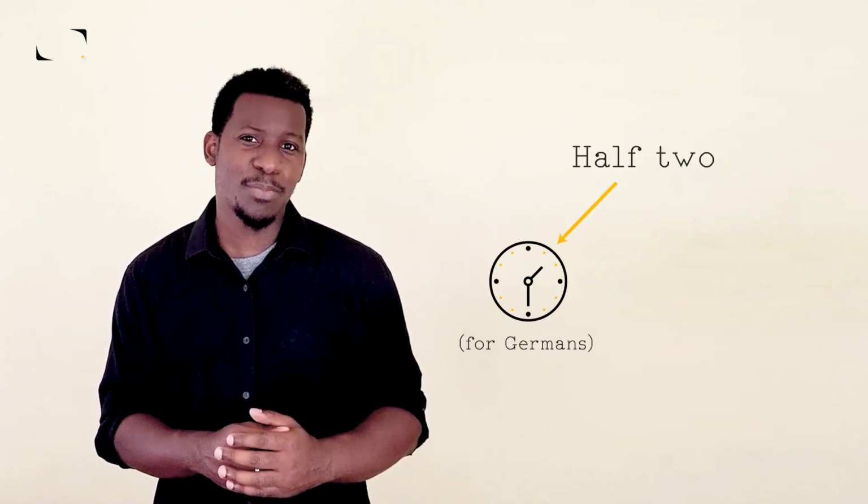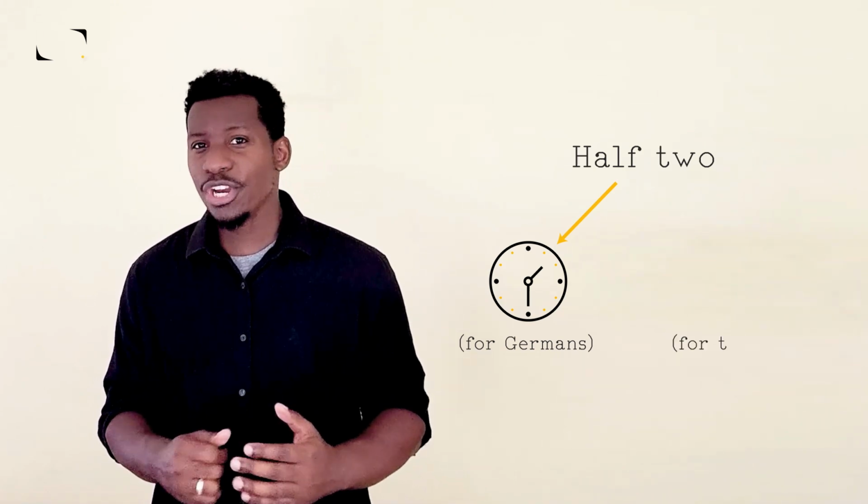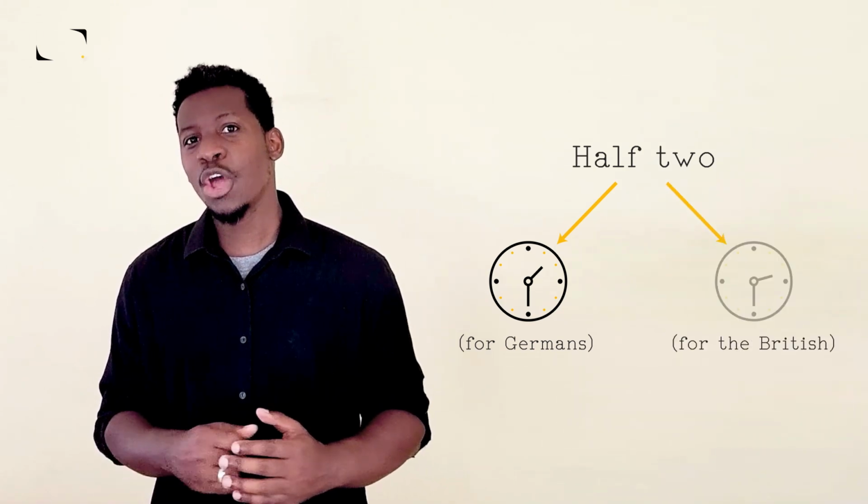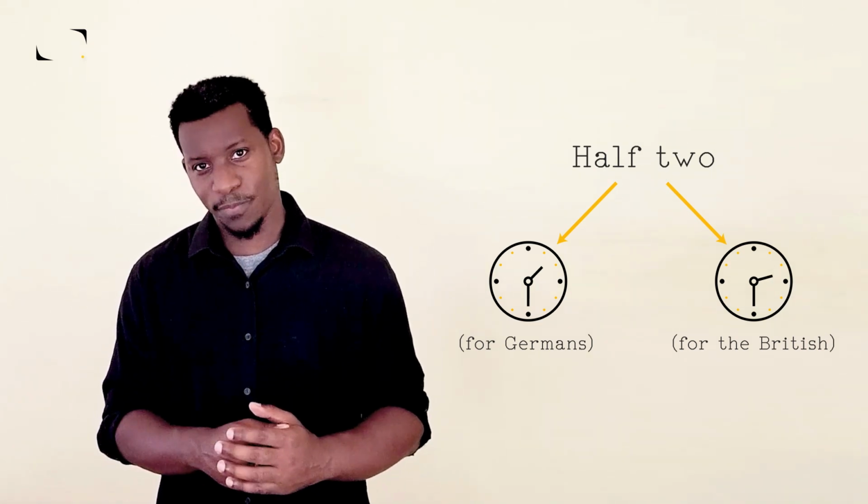Be careful and keep in mind that while German speakers may think of half 2 as 30 minutes before 2 or halfway toward 2 o'clock, British English speakers will mean 30 minutes after 2.